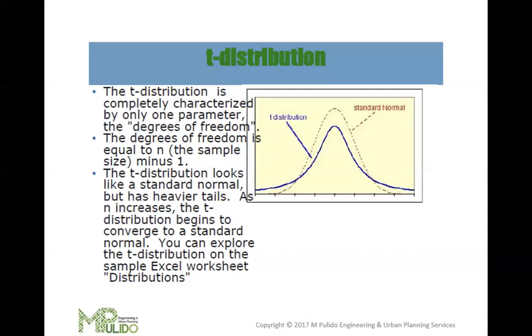As to the shape and characteristics, it is similar to the normal distribution, but it has a heavier tail. So what does it mean? This means that it has a higher probability of values far away from the mean. The heavier tails account for the increased variability expected in smaller samples. This property makes the t distribution more conservative than the normal distribution in hypothesis testing.